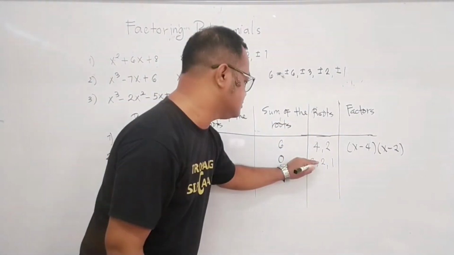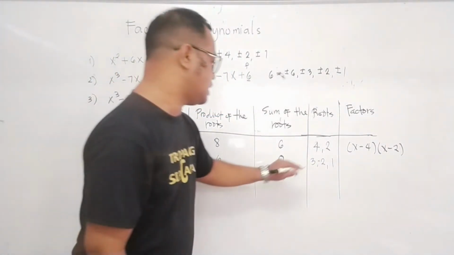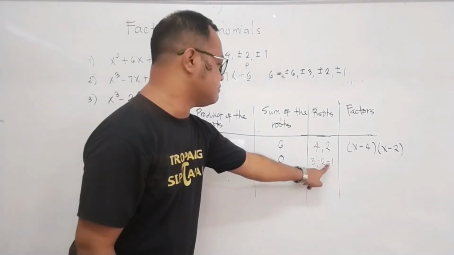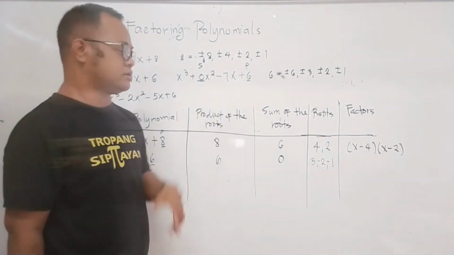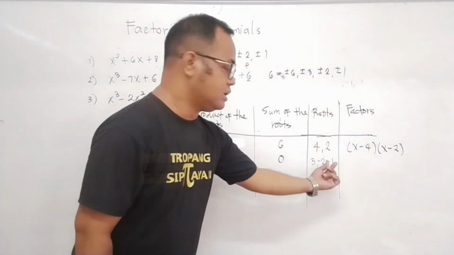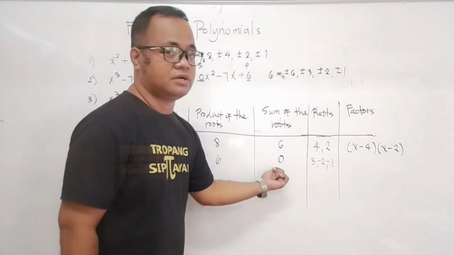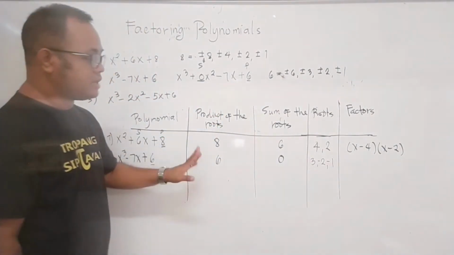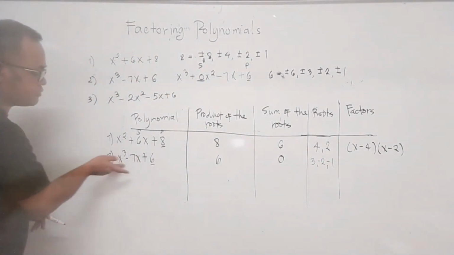So, let's say we have negative here. We put negative here. So, negative times negative is positive. 2 times 3 is 6. Check. 2 plus 1 is negative 3. Negative 3 plus 3 is 0. So, nasatisfy niya ngayon yung ating given sum and product of the roots. So, therefore, these are the roots of these polynomials.